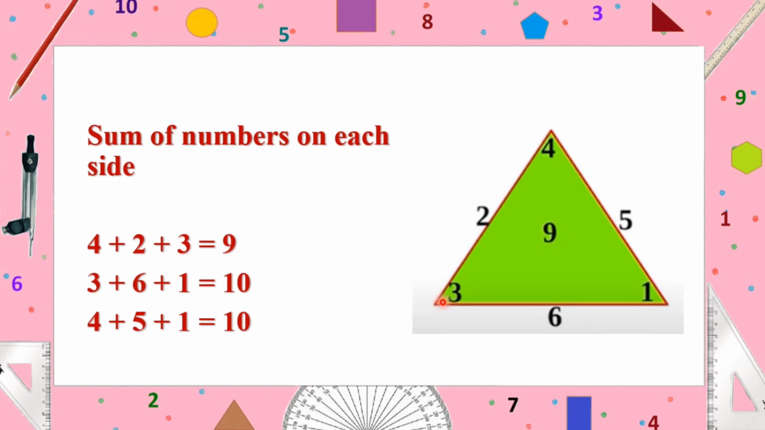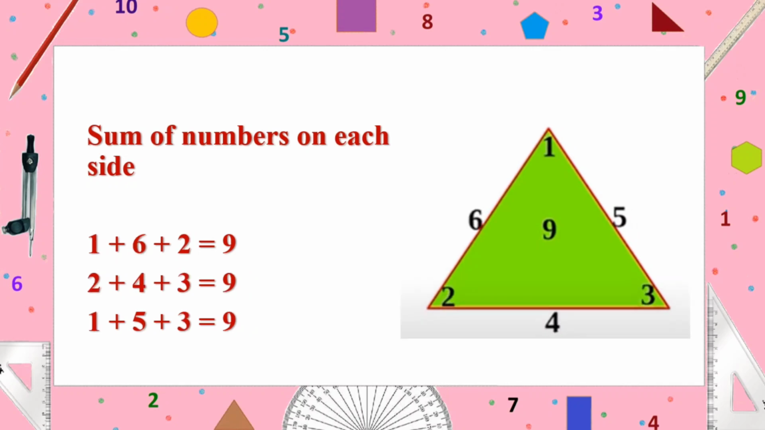9. And the second side, 3 plus 6 plus 1 is equal to 10. And on the third side, 4 plus 5 plus 1 is equal to 10. That means the sum on two sides are same, but the sum of numbers on the third side is different. So, this triangle does not satisfy all the instructions. So, let's try another way.